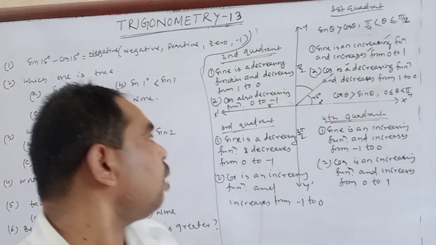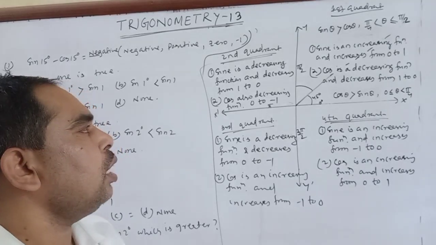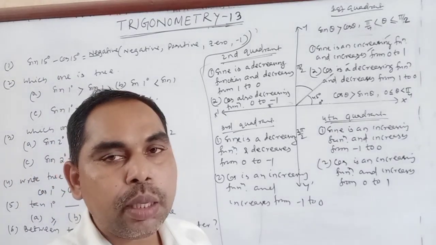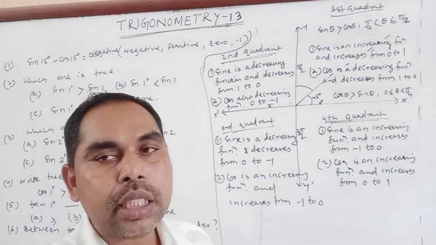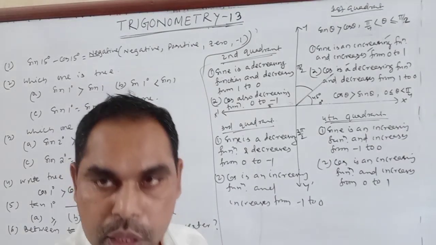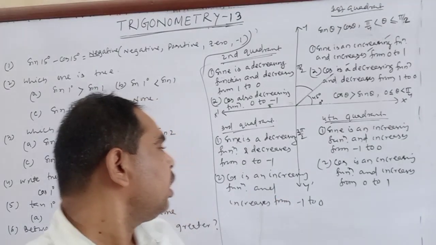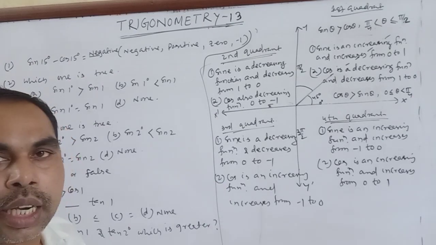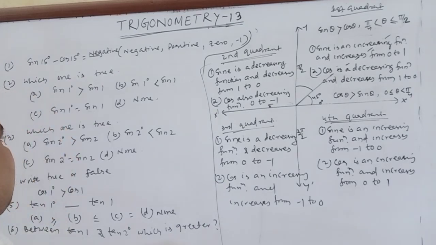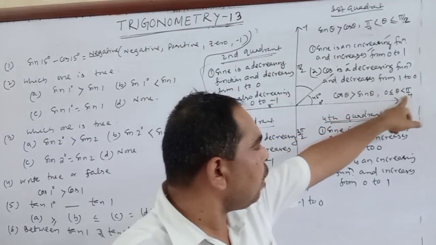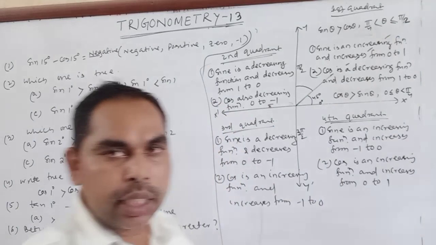In the second quadrant both sin and cos are decreasing functions. In the first quadrant sin is increasing and cos is decreasing, and in the third quadrant sin is decreasing and cos is increasing. This is very important. Okay, and question number 1, sin 15 minus cos 15 is negative because 15 degrees belongs to 0 to 45. So in 0 to 45, cos is greater than sin.